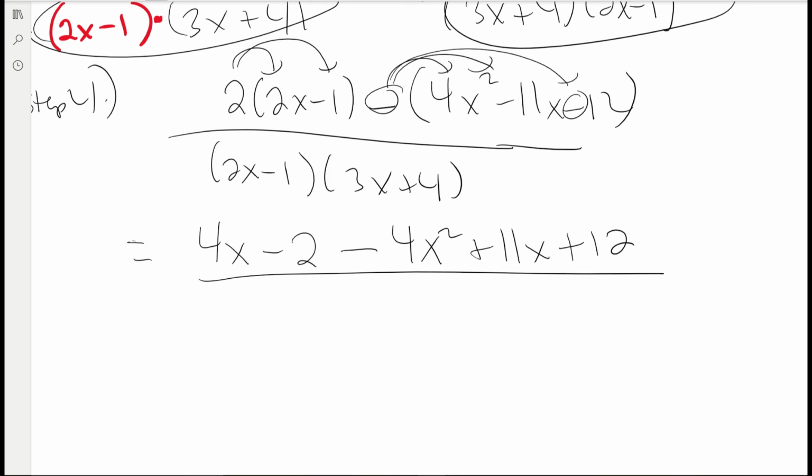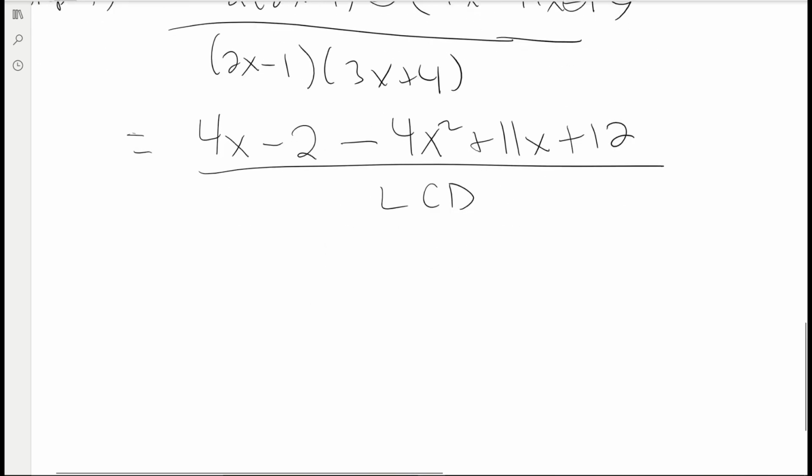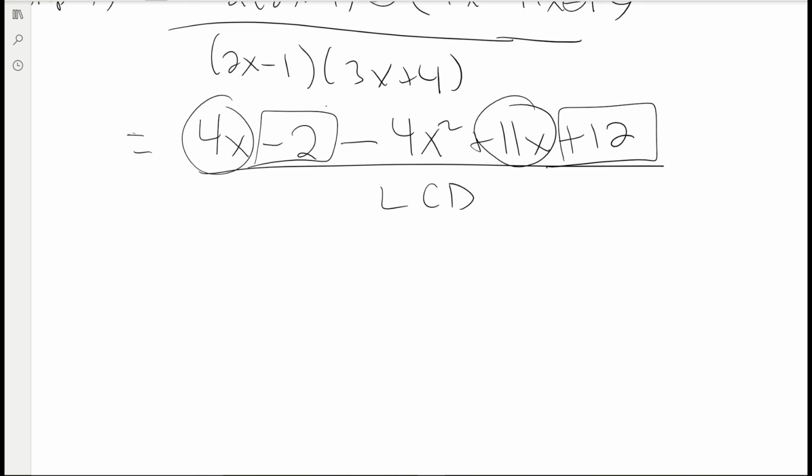So now we can put this over the LCD, and then we're going to simply combine the like terms here. So I got a 4x and an 11x I can combine. That makes 15x, and then I got a negative 2 and a positive 12 that I can combine, and that makes 10.